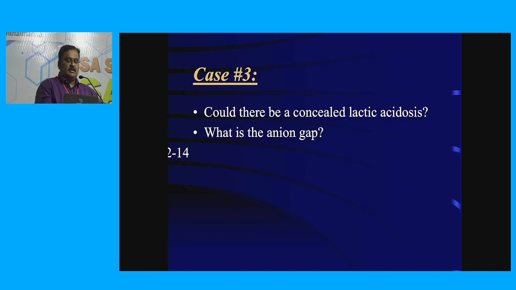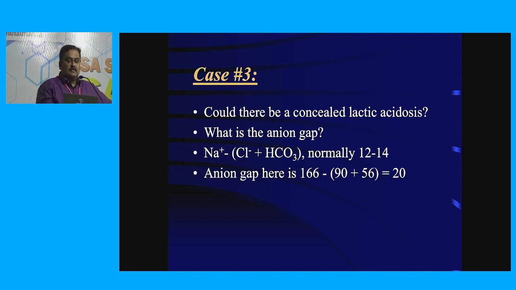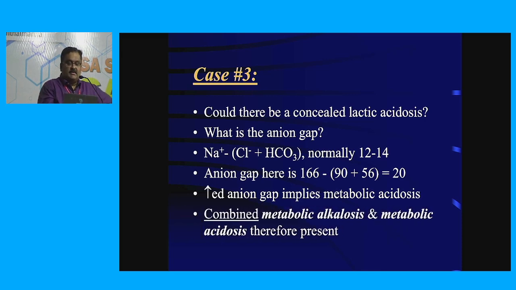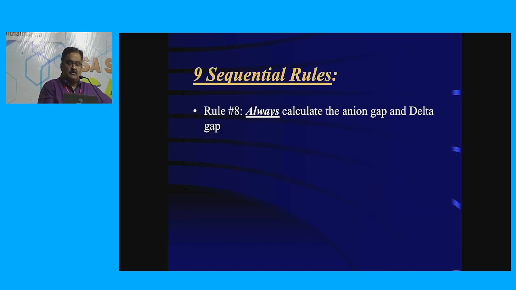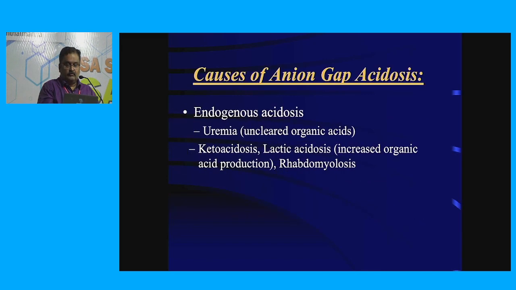So could there be a concealed disorder? So what is the anion gap? Here it is 20. Okay, here the anion gap is 20, so it is definitely increased. And that implies the patient has a hidden metabolic acidosis. So this is a combined metabolic alkalosis and metabolic acidosis. So always calculate the anion gap and the delta gap. This is often the only sign of occult metabolic acidosis.